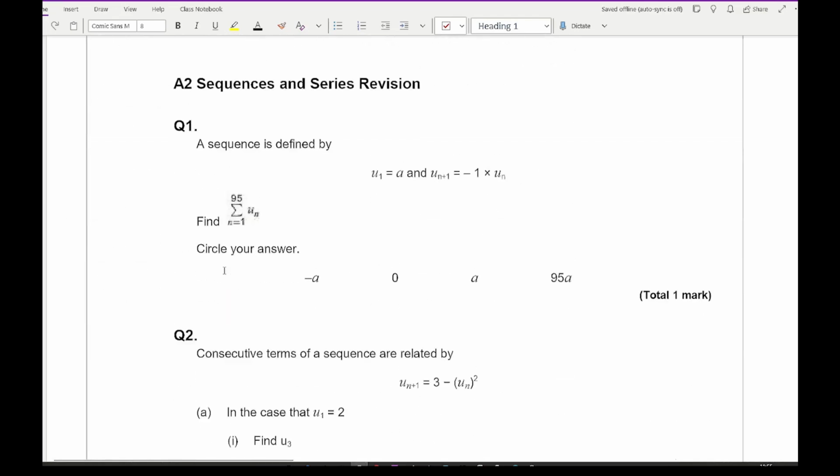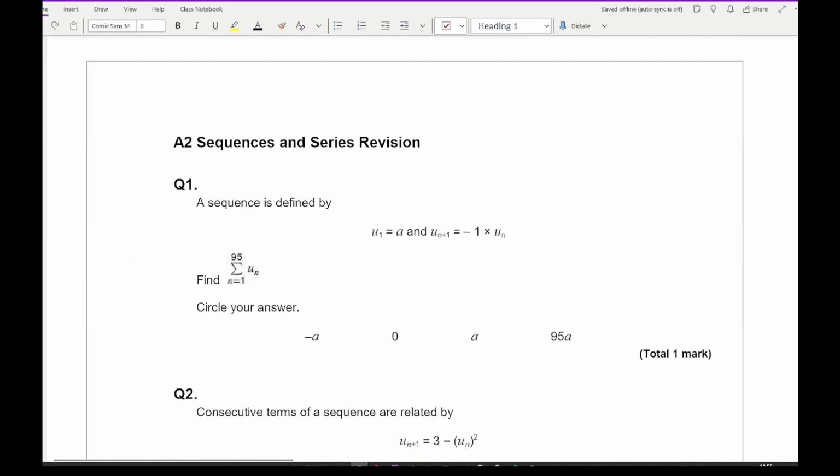So looking at question 1, it says that a sequence is defined by u1 equals a and un plus 1 equals -1 times un, and the question is asking us to find the sum of the first 95 terms of un, and it says circle your answer. Now this one's only worth 1 mark, so hopefully it shouldn't require too much work.